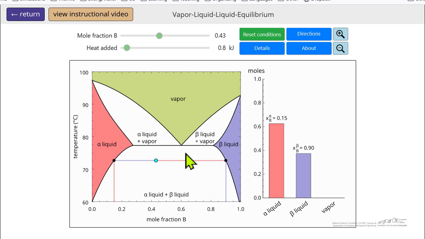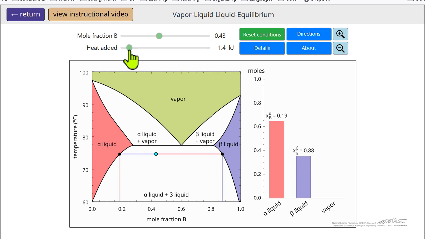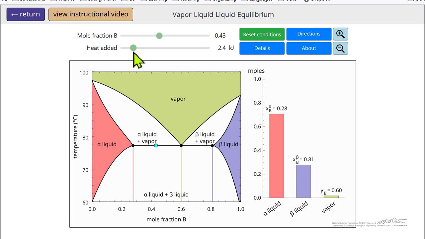As we add heat, the relative amounts and their compositions change. As you can see, the solubility of component B and A increases for the alpha phase. So as you add heat, the mole fractions change, we have more alpha liquid, and then we get to this temperature, 77. Now as we add heat, we start to form vapor. And as we add more heat, the temperature doesn't change, and instead we get more vapor.